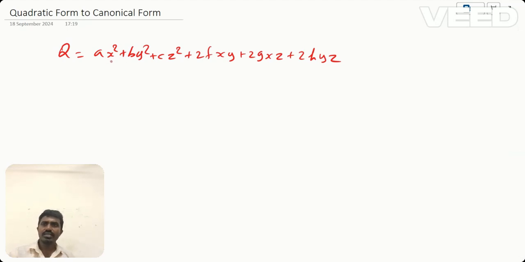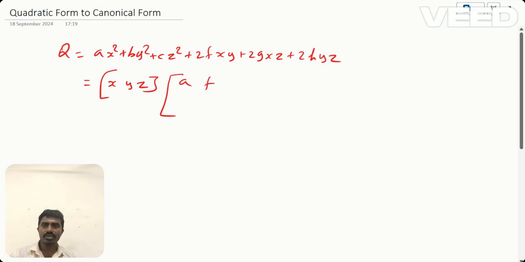We can write this quadratic form in terms of matrices. For that, you write x, y, z as a row matrix. Since there are three variables, this is a 1 by 3 matrix, into the coefficient matrix. The first entry is the coefficient of x square, and the second entry is half of the coefficient of xy, so f. The next entry is half of the coefficient of xz, so g.